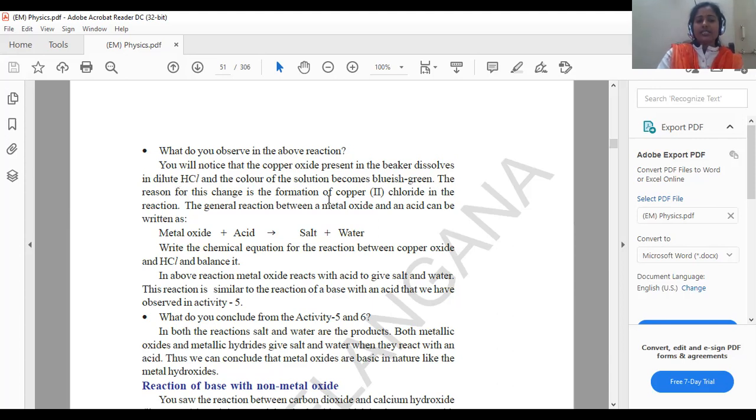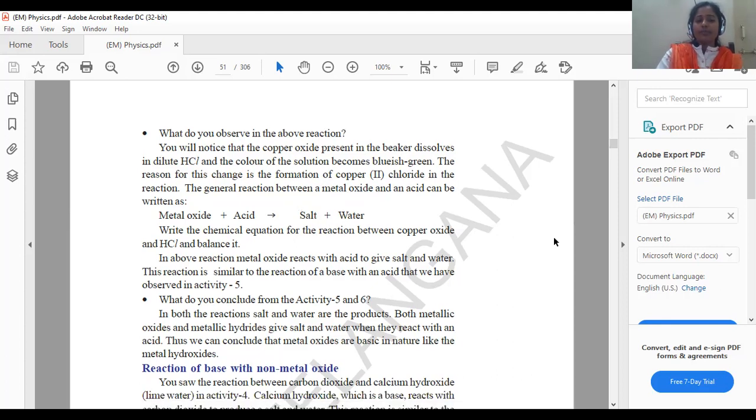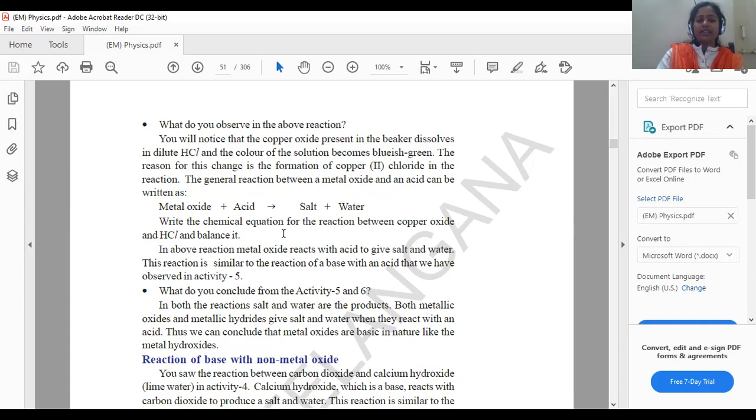The reason for this is the formation of copper chloride. The formed copper chloride has a bluish green color. That's why copper chloride appears in the form of bluish green color, right? The general reaction is: metal oxide plus acid gives rise to salt and water. Write the chemical equation for the reaction between copper oxide and HCl and balance it.